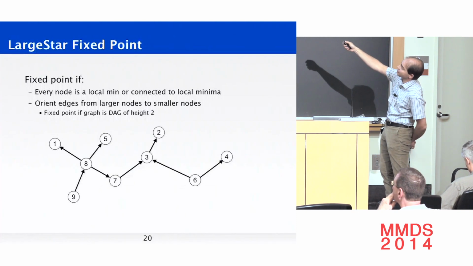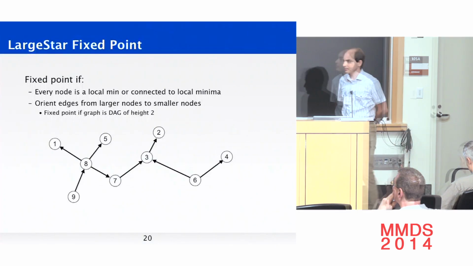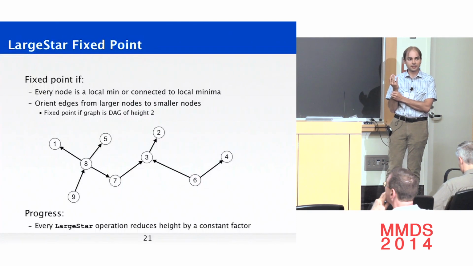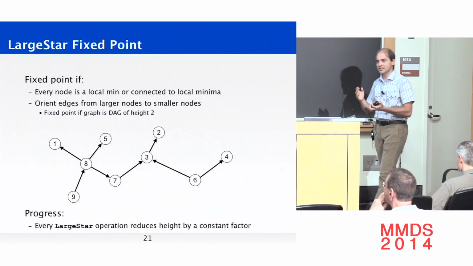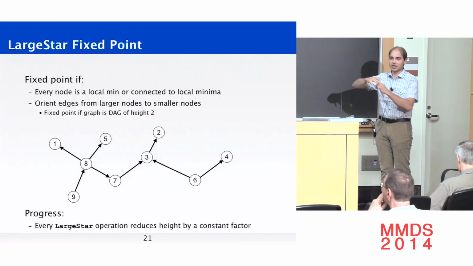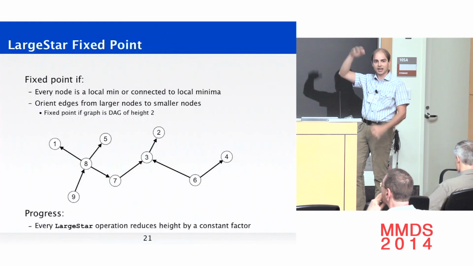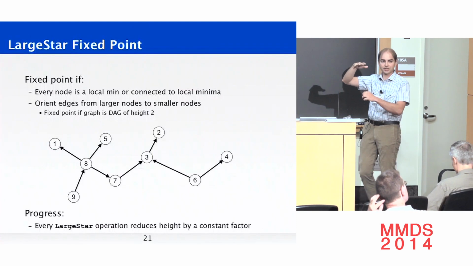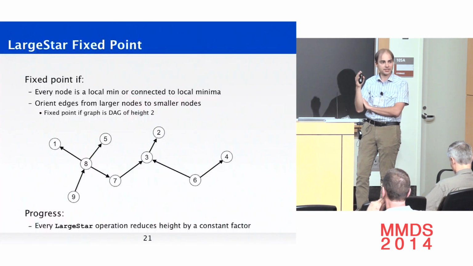A fixed point is going to be when there are no smaller nodes. When it's a DAG and it has a height of 2. And I can talk now also about progress that we make. And I hope this statement is now going to be pretty obvious. So what does this statement say? How many times can I do this operation before I finish? Well, it's going to be a logarithmic number of times in the number of nodes. Why? Because every single time I have a particular height and I'm reducing the height by a constant factor. Right? So after a log number of rounds, I'm going to be done, in the sense that I'm going to be in this fixed point state.